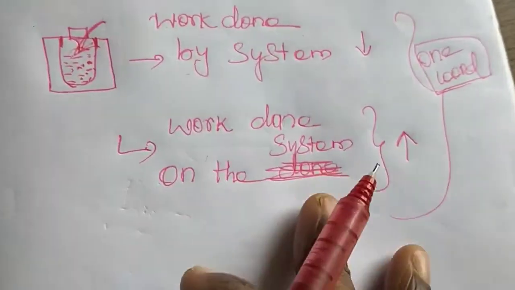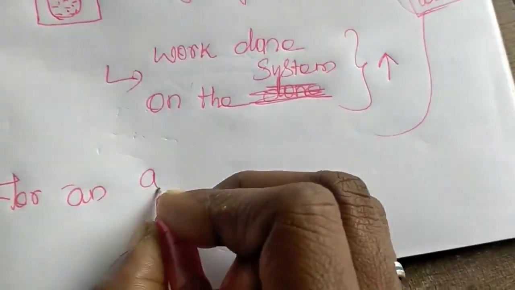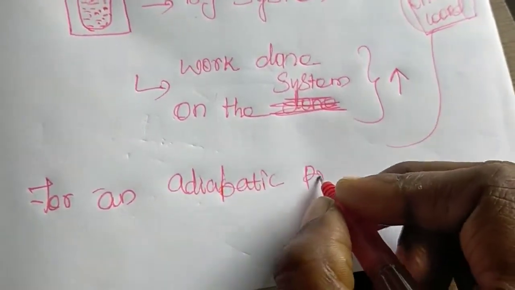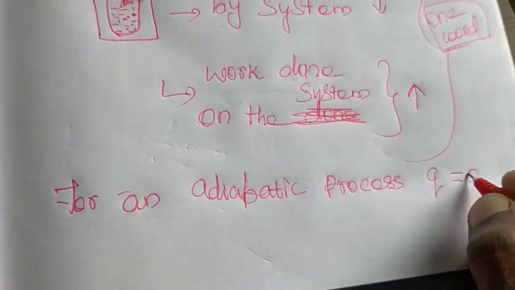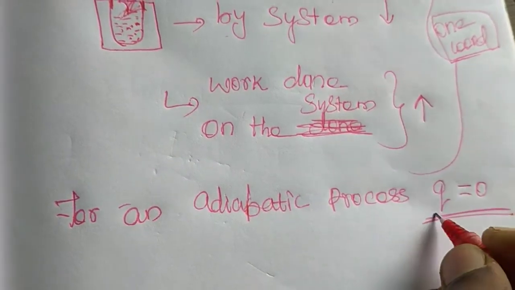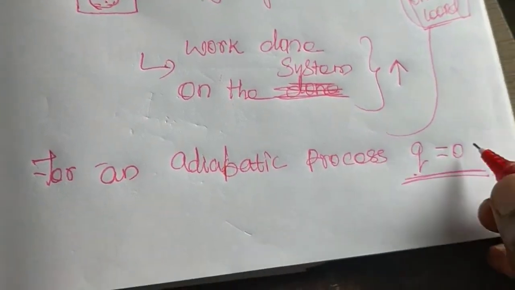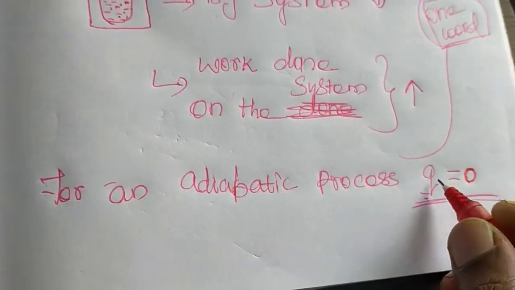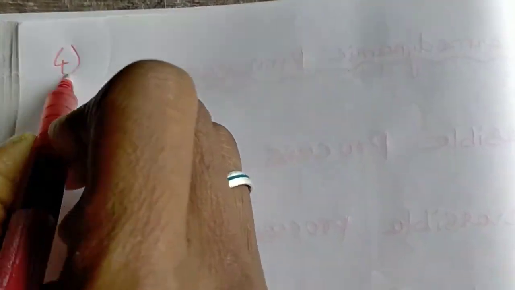So for an adiabatic process, Q is equal to 0. What is Q? Heat. That means there is no heat exchange between the system and the surrounding. No heat exchange means the heat change will be 0. So Q is equal to 0 for an adiabatic process. The next one, the fourth one, is the isothermal process.